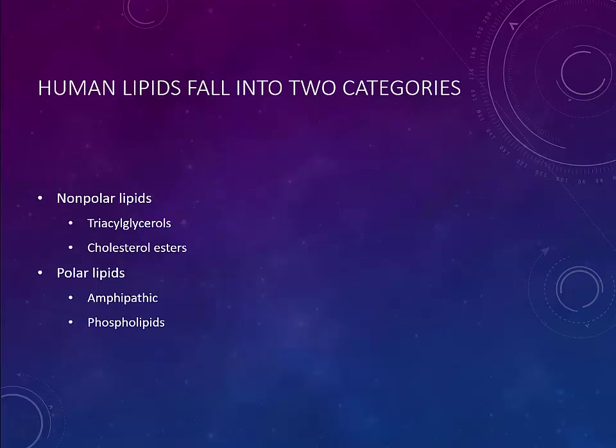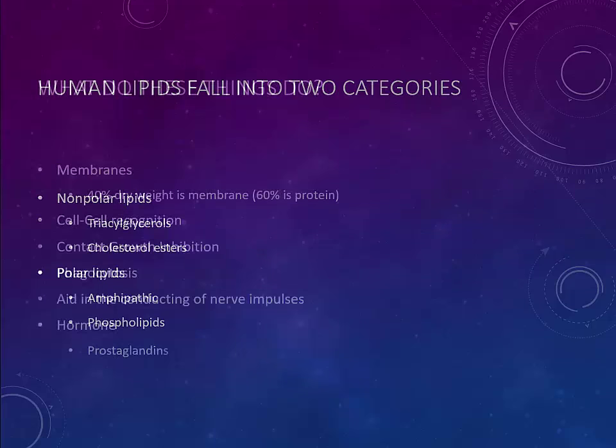So in humans, lipids are going to fall into two major categories. Those are nonpolar lipids, which are really not going to be soluble in water, and that includes the triacylglycerols and the cholesterol esters, which we're going to talk about more today. And polar lipids, which are amphipathic, and that means that they are capable of interacting with water and with hydrophobic solvents as well, and this includes the phospholipids.